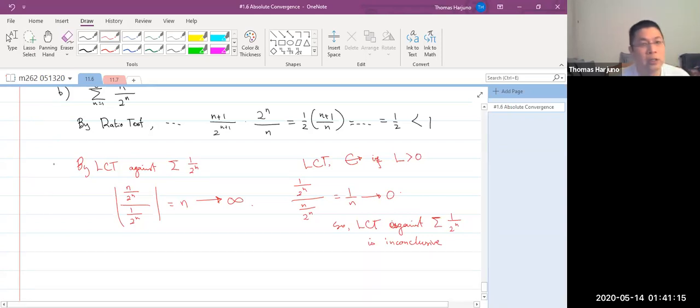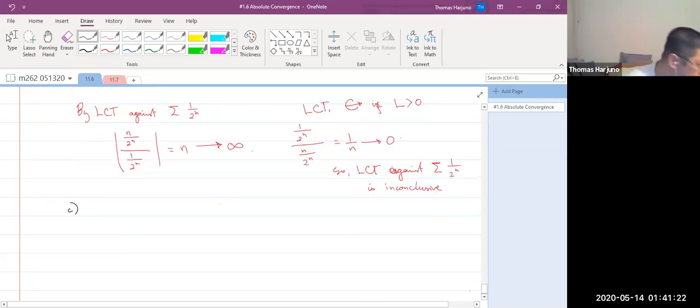Okay, now let's see part C. The series of -3 to the n minus 1 over square root of n, n from 1 to infinity. Do you think this is convergent or divergent?